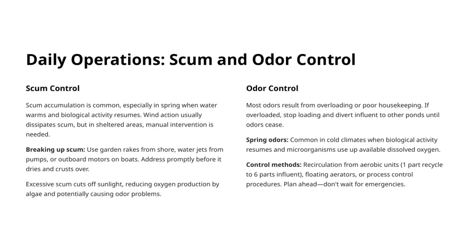If you notice odors, the first step is to stop loading and divert influent to other ponds until the smell subsides. In spring, especially in colder climates, odors are common because biological activity ramps up and microorganisms consume the available dissolved oxygen. To manage odors effectively, consider recirculating water from aerobic units, using about 1 part recirculation to 6 parts influent, floating aerators, or implementing proper process control procedures. The key is planning ahead rather than waiting for an emergency. Properly managing scum and odors keeps the system running smoothly and helps maintain overall treatment effectiveness.